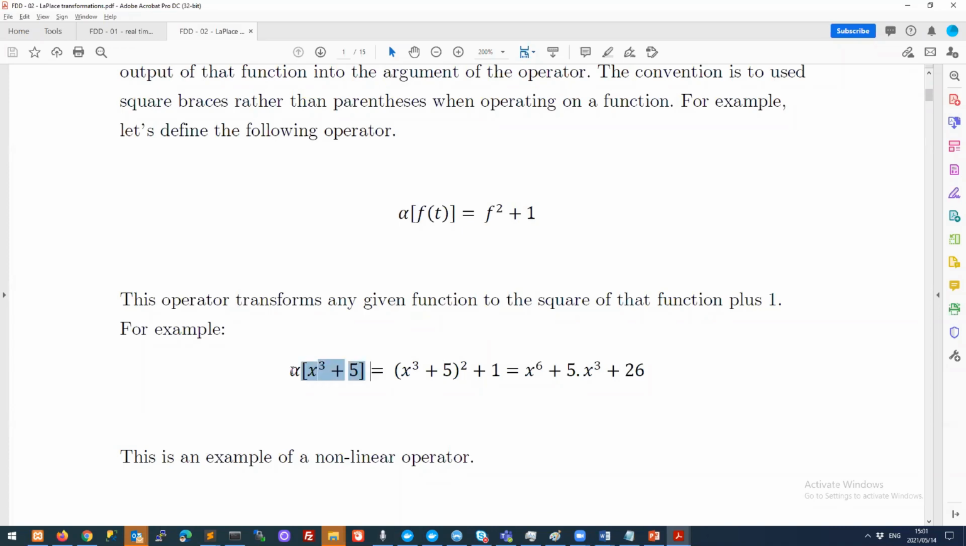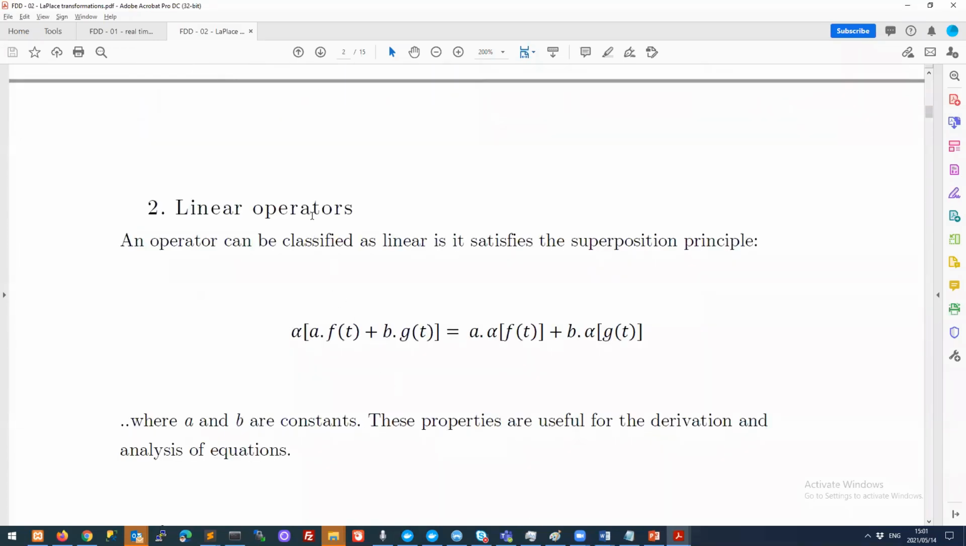But this is what we call a nonlinear operator. You can see you've got the cube of x here. You can also have a linear operator. So a linear operator will have the property that if you stick in the sum of two functions which are weighted by constants, then you get the same result that you get if you take the constant times the operation on one of the functions plus the other constant times the operation on that other function. So that's a linear operator.